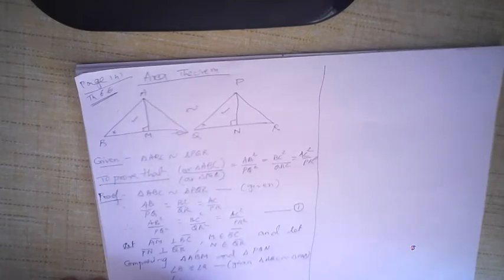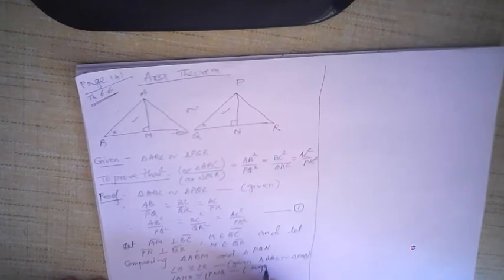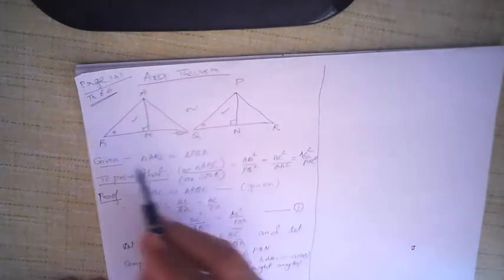Also, angle AMB is congruent to angle PNQ. Why? In brackets you can write right angles, the 90 degrees. So right angles are always equal. Okay, these two angles, right?